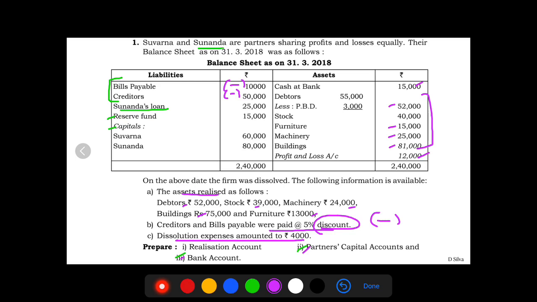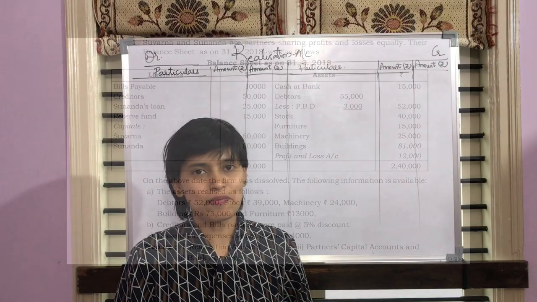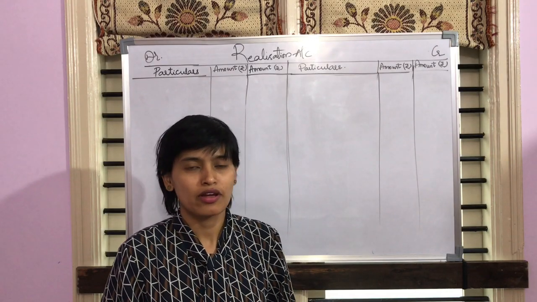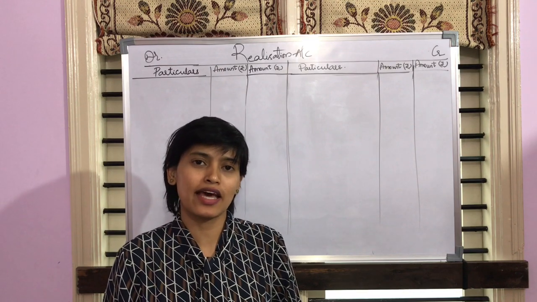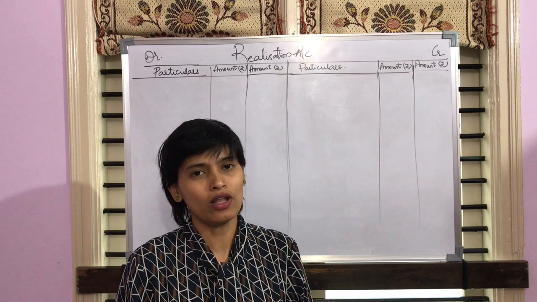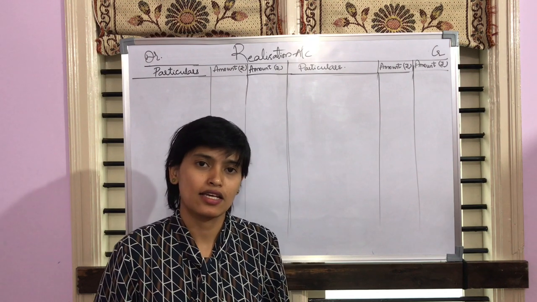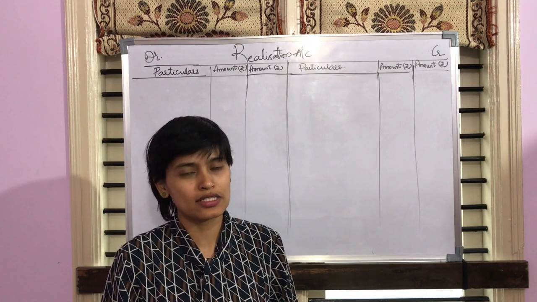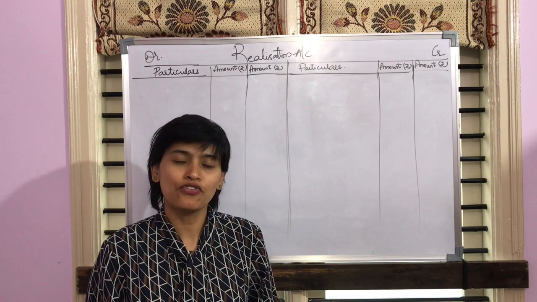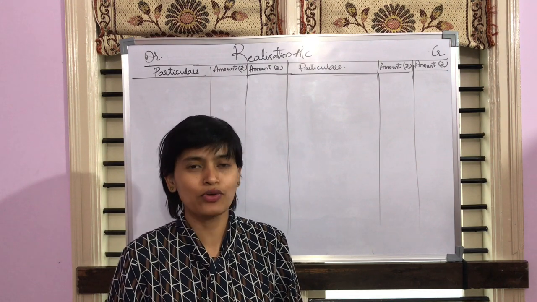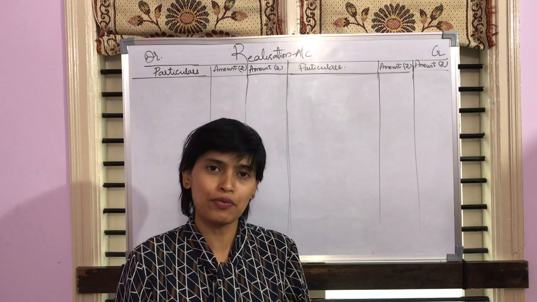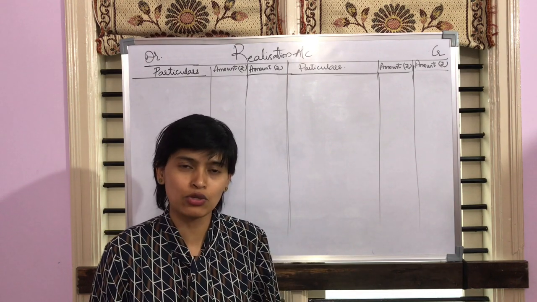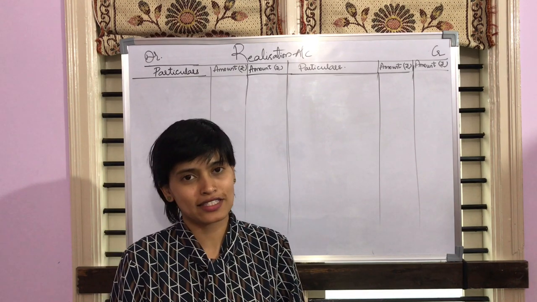So therefore it will reflect in realization account and as well as in bank. Let's prepare realization account. Remember the rule, on debit side we record all expenses and losses, on credit side all incomes and gains. So from the question, students, we understand that the firm is being dissolved, for which we need to prepare realization account. And in my previous video, I have explained you the format of realization account.